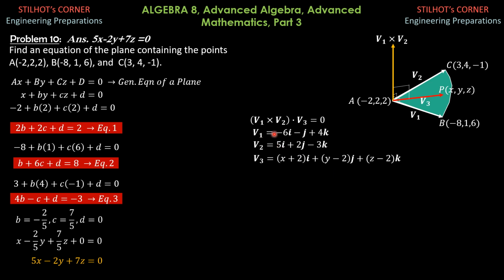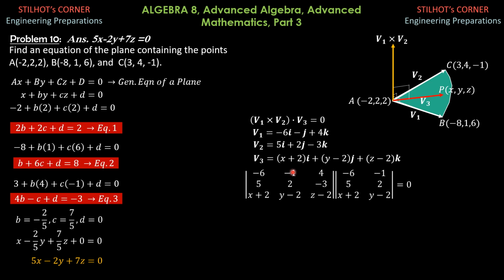Then we copy this as elements of the first row of the 3 by 3 matrix. We just use absolute value. Then 5, 2, negative 3, then x plus 2, y minus 2, z minus 2. Then we copy the elements of the first two columns. Then we have negative 6, negative 1, 5, 2, and x plus 2, y minus 2.